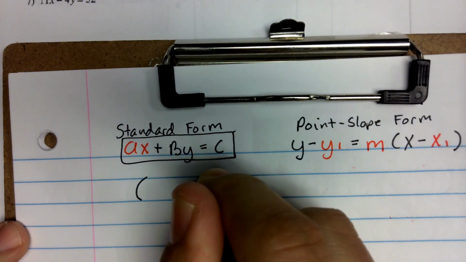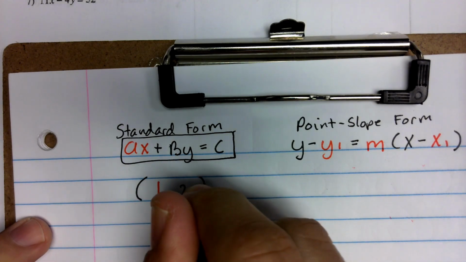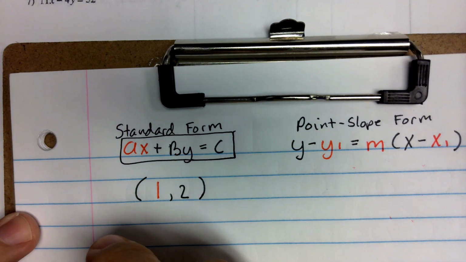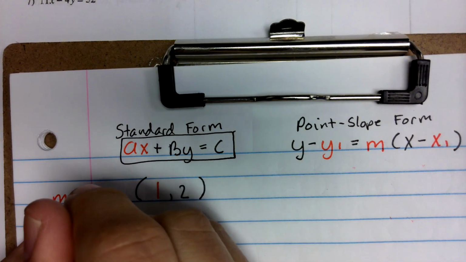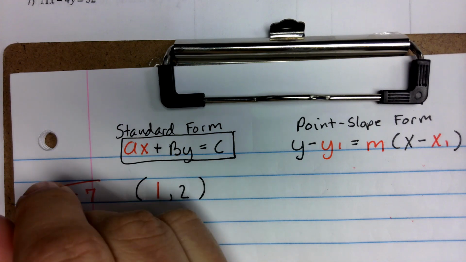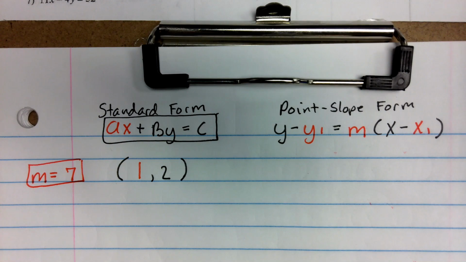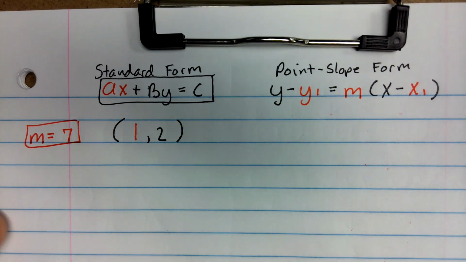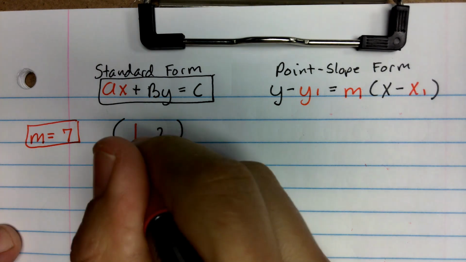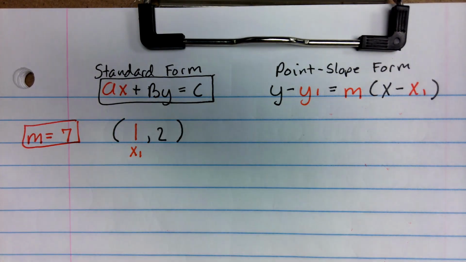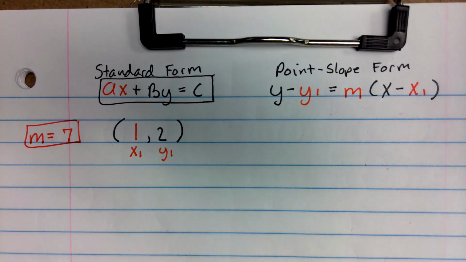So it goes through point 1, 2, and it has a slope, so I'm going to write over here m equals 7. Now I think the first thing when I'm given a problem like this is I want to label a few things. First of all, we should label this x value and this y value. In other words, this is x1, and this second one is going to be y1.